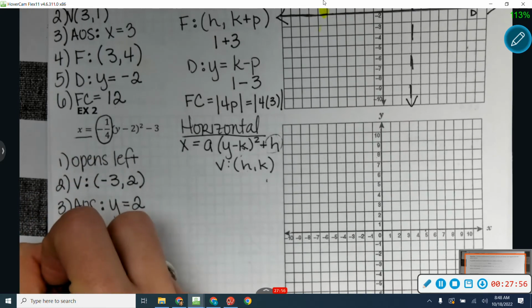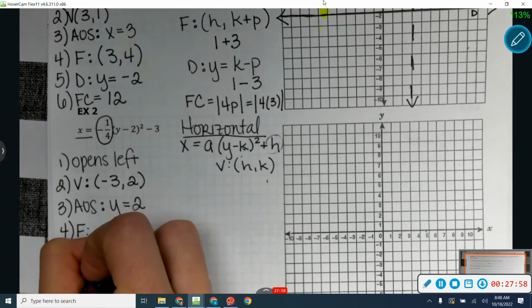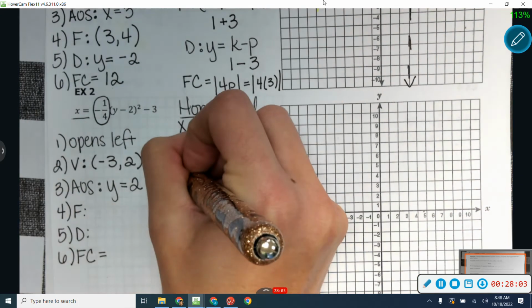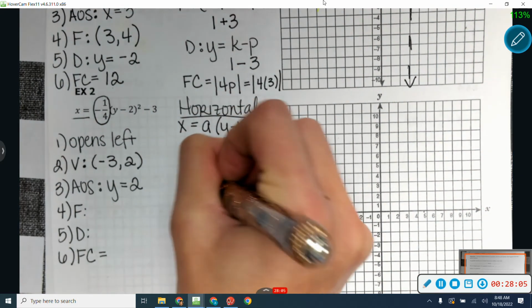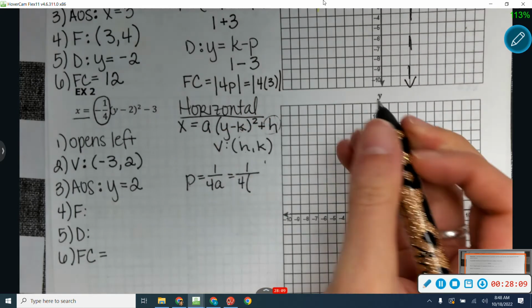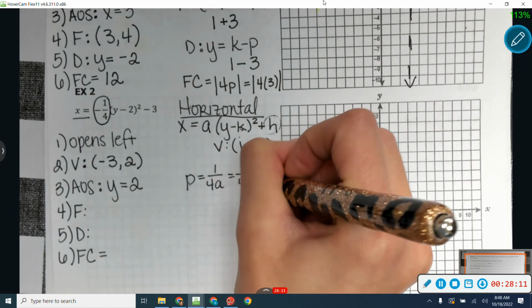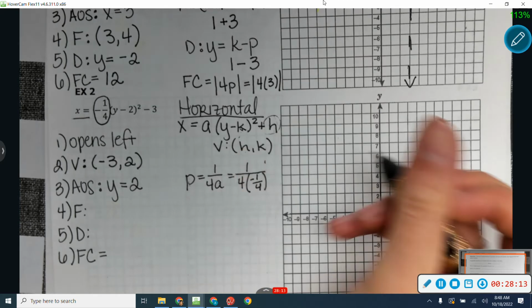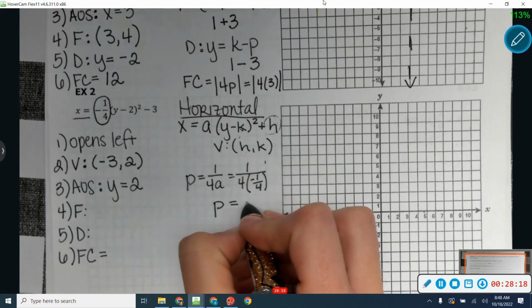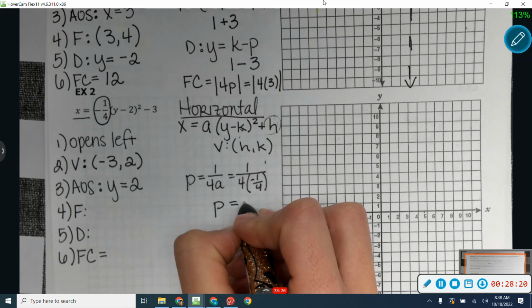So then I need to solve for my p to get my focus, directrix, and focal chord. Alright, so p is equal to 1 over 4a, which is 1 over 4 times, what's my a value? -1 over 4. So p is equal to... should be -1.